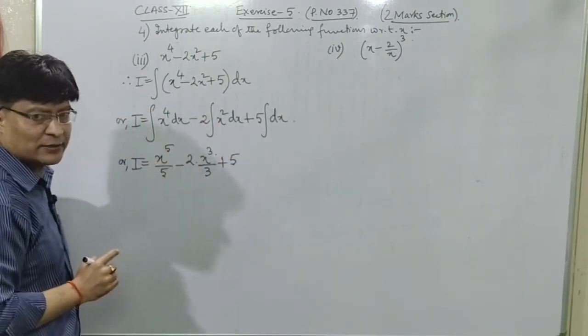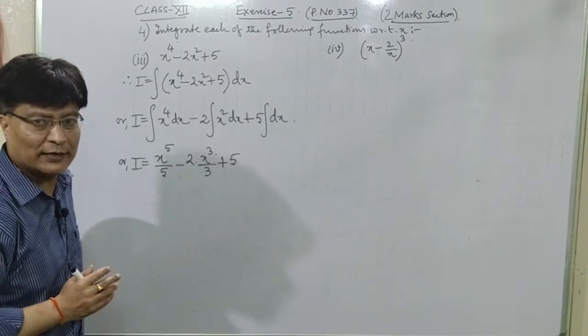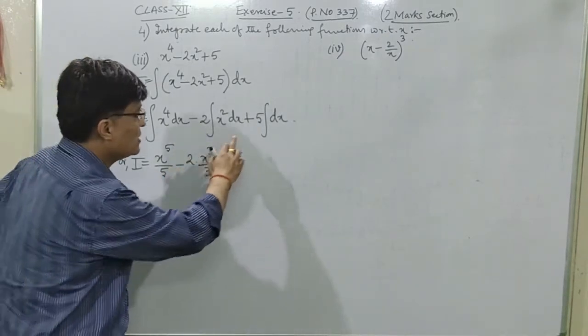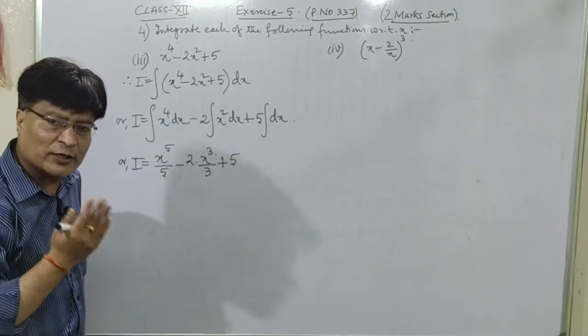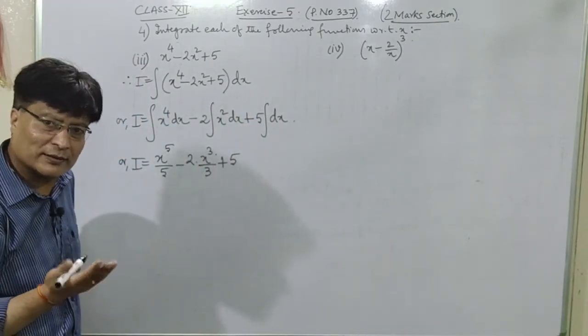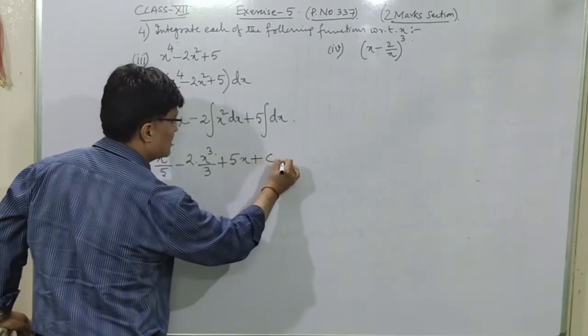What is the integration of dx? I just told you the method to remember the formula, isn't it? So now integration dx means integration 1 dx. So the differentiation of which function with respect to x is 1? That is your x. So the integration of dx is x. Then you should write c.